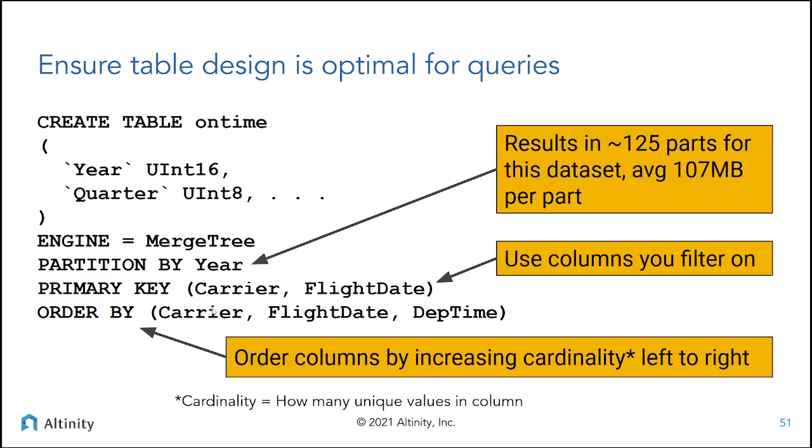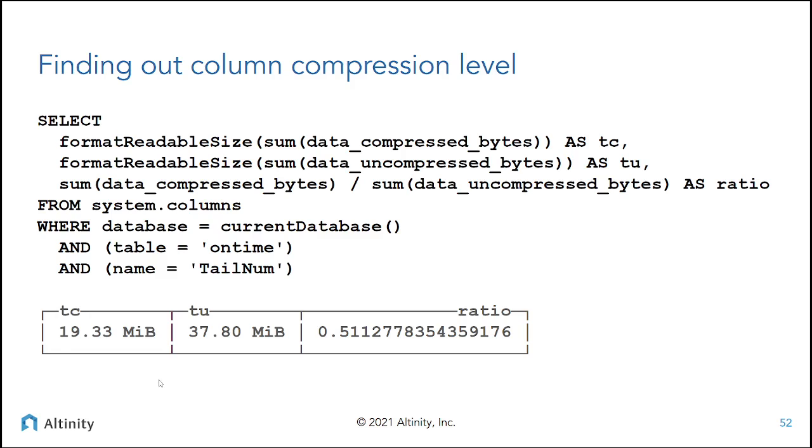In other words, the number of values. For example, we could go from carrier, which has a small number of values, to flight date, which has a larger number of values, to departure time, which has an even larger number of values. So you order them from left to right. This is just the standard way of setting this up. And cardinality, if you aren't familiar with that term, just means how many unique values there are. So that kind of table design will help make things more efficient.